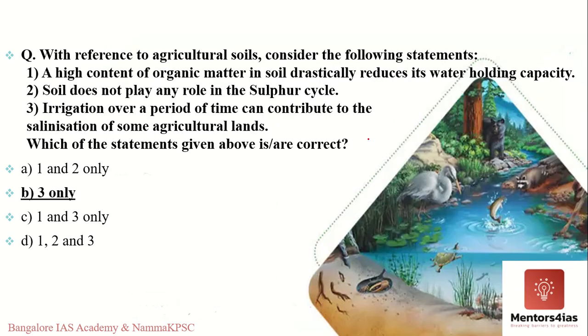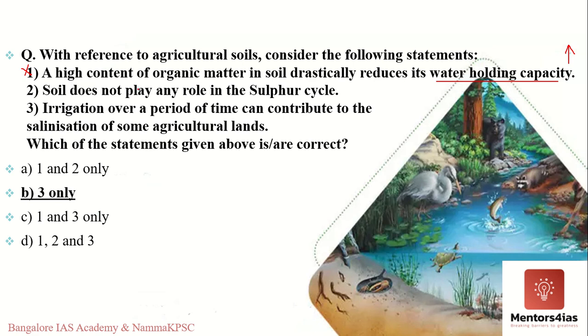This is an example of the different kinds of questions that you might get in environment and ecology from various subjects. This is a very good example where different concepts are included in a single question. This question is not only from the functions of the ecosystem, that is the nutrient cycle, but different topics are included. The question says, with reference to agricultural soils, consider the following statements. The first statement says, a high content of organic matter in soil drastically reduces its water holding capacity. No, when the organic content, humus, organic matter increases in soil, the water holding capacity also increases, it does not reduce. Therefore, the first statement is wrong.